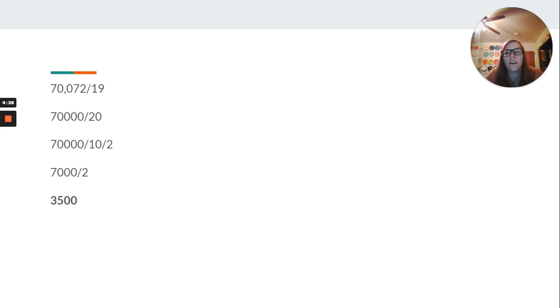70,072. So first is your estimation. They rounded it down to 70,000 divided by 20. Same thing as the last problem. They found their estimation is 3,500.